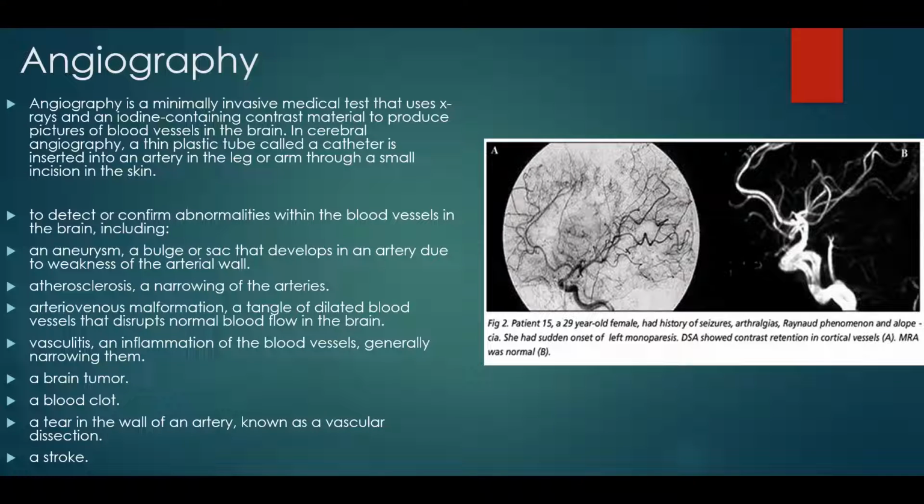atherosclerosis, a narrowing of the arteries, arteriovenous malformation, a tangle of dilated blood vessels that disturb the normal blood flow in the brain, vasculitis, an inflammation of blood vessels, generally narrowing them, a brain tumor, a blood clot, a tear in the wall of an artery known as a vascular dissection, a stroke.